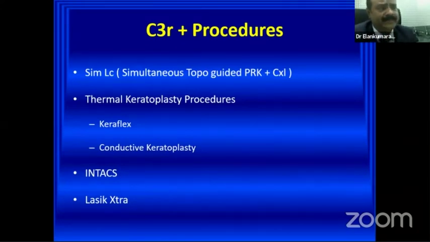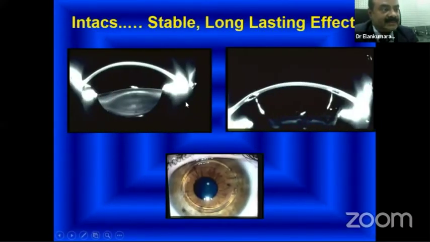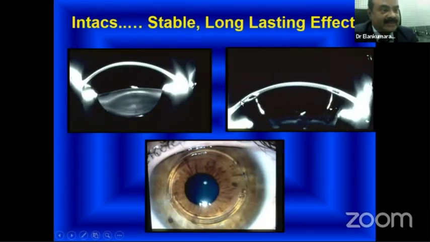Now, what are these combined procedures? The most common combined procedure is INTACS, wherein along with the cross-linking, first put in intracorneal segments so that the cornea stabilizes. These have a volume adding effect. It does not stretch the cornea. It has a volume added effect peripherally, so that the cone is shifted centrally, makes it more symmetric, makes it more regular.